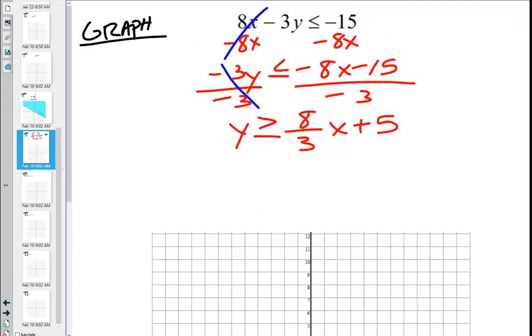Angel, what's my slope? Negative 8. I mean, no, 8 over 3. Yeah, here's 8 over 3. I thought that was a negative, my bad. It's okay, I don't have the best handwriting. Blanca, what's my y-intercept? 5. Good, (0, 5).